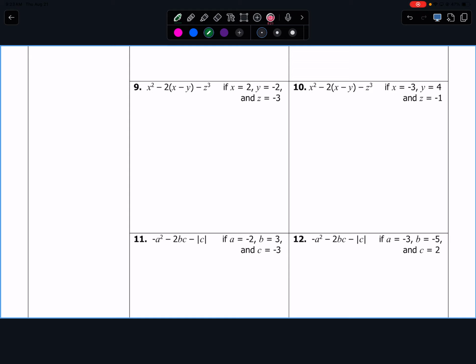Yeah, I want to do an absolute value one. We'll do 11 for sure. Let's do 9 and 11 maybe. So I have 2 squared minus 2. I have 2 minus a negative 2, because that's my y, minus my z, which is negative 3, cubed.